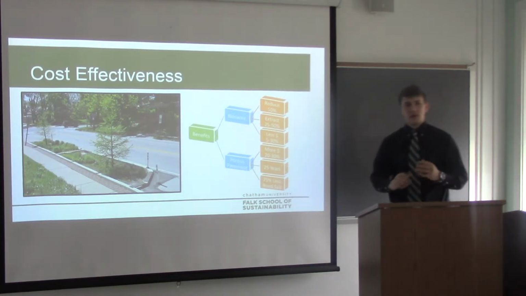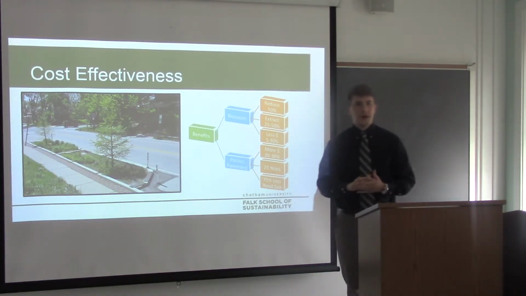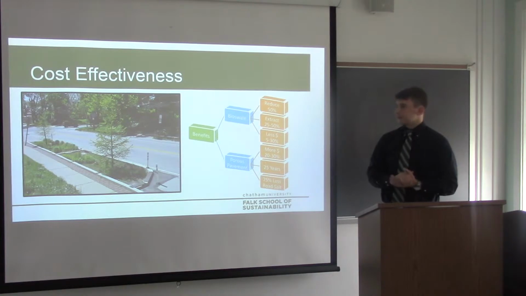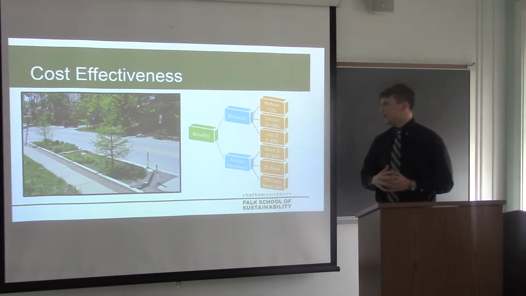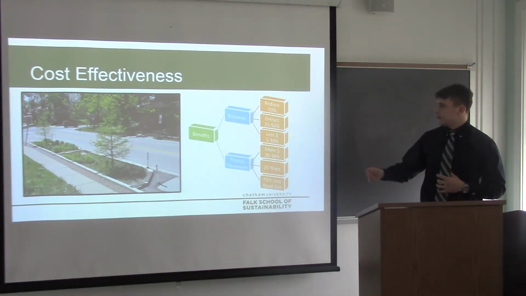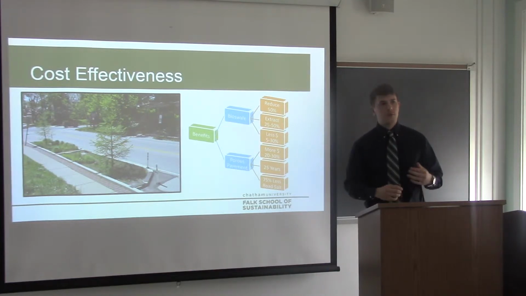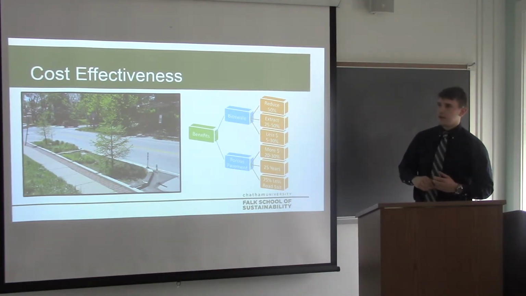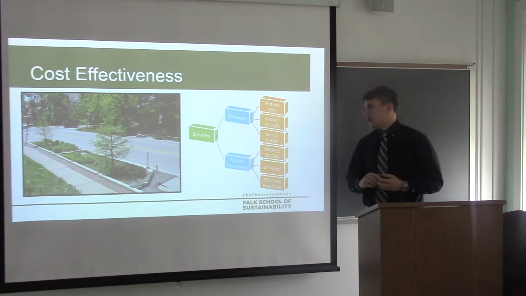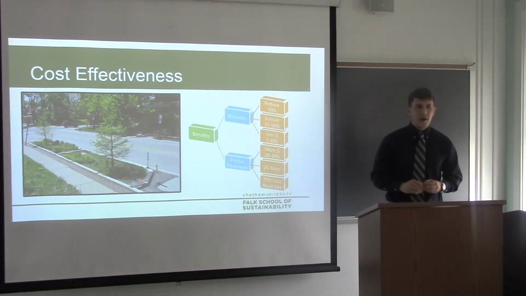And also they're generally less costly than gray infrastructure technologies, so it's always a good benefit to save money. On the other hand, porous pavements cost more upfront, but they have a longer life expectancy of 25 years compared to 10 or 15 years of normal asphalt.